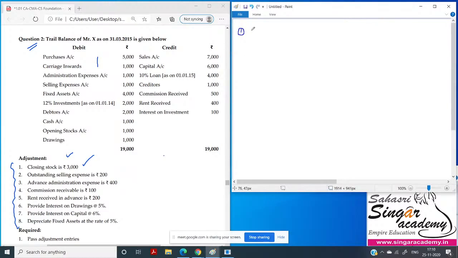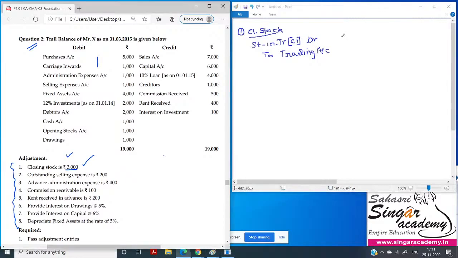In the case of closing stock, the journal entry will be, this is going to be credited in the trading account. So the journal entry will be stock in trade account debit, or simply closing stock debit, to trading account. In this class, my intention is to make you understand passing the journal entry rather than mugging it up as a format, right? So the closing stock value being 3,000 rupees. Is it clear?